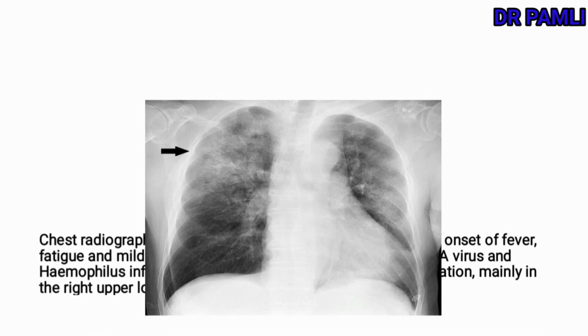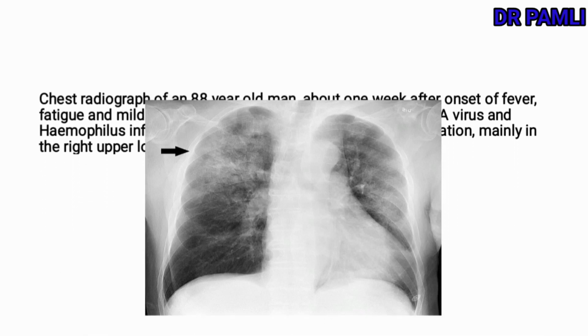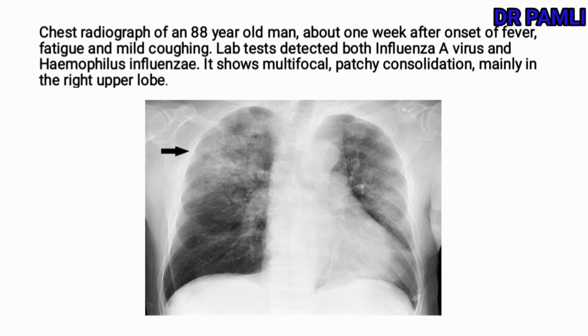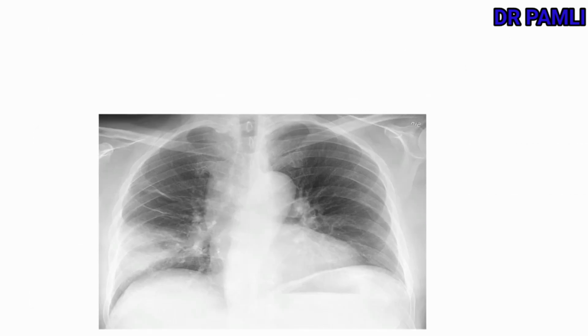So this is a chest radiograph of an 88-year-old man, about 1 week after onset of fever, fatigue, and mild coughing. Laboratory tests detected both influenza A virus and Haemophilus influenzae. It shows multifocal patchy consolidation mainly in the right upper lobe. So this is for us medics. You can see that patchy consolidation. What about this? What can you see? This one I've marked, check the left or check the right. What can you see in this X-ray?